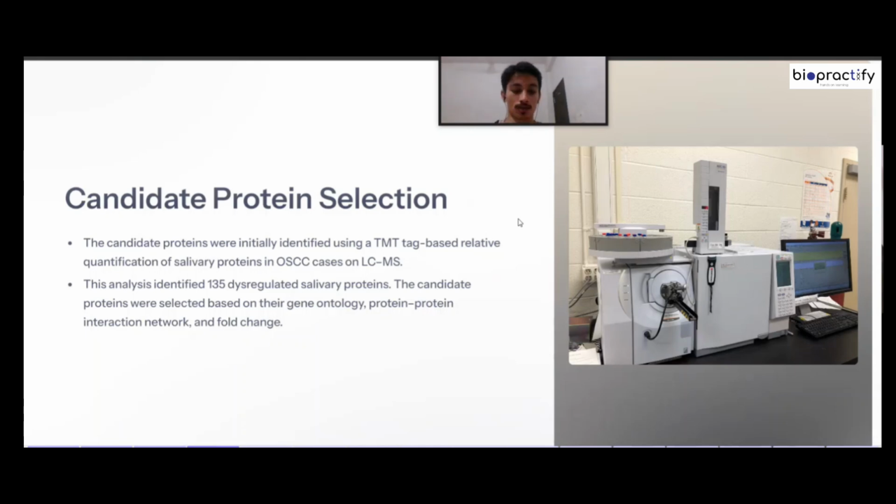This analysis or study identified 135 dysregulated salivary proteins. So from the affected individuals, 135 dysregulated salivary proteins were found in those samples, and the candidate proteins were selected on the basis of their gene ontology and protein-protein interaction network and the fold change of the protein, which was seen during the TMT tag quantification and LCMS studies.